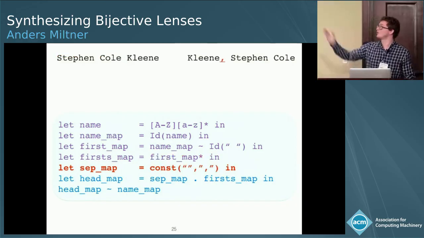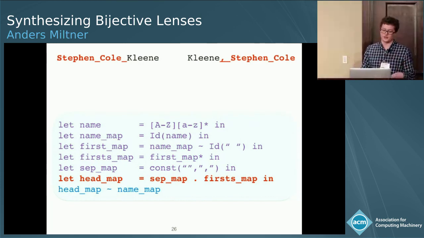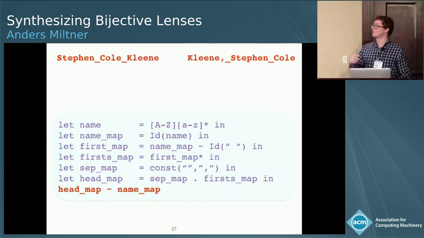Now we have this issue where we've got a comma on the right-hand format and not on the left-hand format. We can express constant transformations between strings by using the const lens, in this case between the empty string and a comma. Then we combine that comma lens with the Stephen lens that we did before with the concatenation combinator. And finally, we use swap to swap the locations of the data.